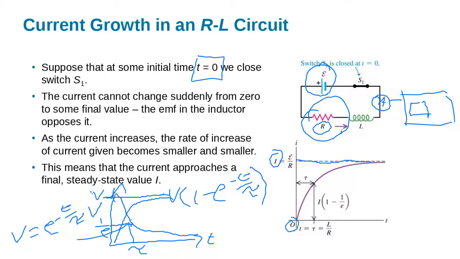But the same applies. After a time constant of tau, the value of the current that we have would be the steady state current I multiplied by 1 minus 1 over e.